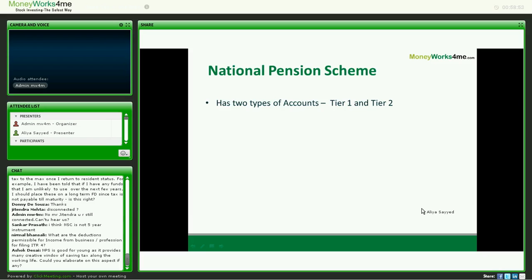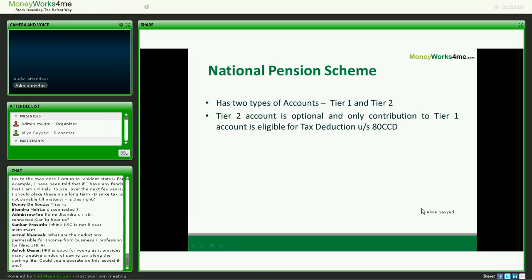Just to give you some details about the National Pension Scheme, it has two accounts, Tier 1 and Tier 2. Tier 1 is the compulsory account and Tier 2 is optional. Only contribution under Tier 1 is eligible for tax deduction. So anything that you invest in Tier 2 will not be eligible for tax deduction.